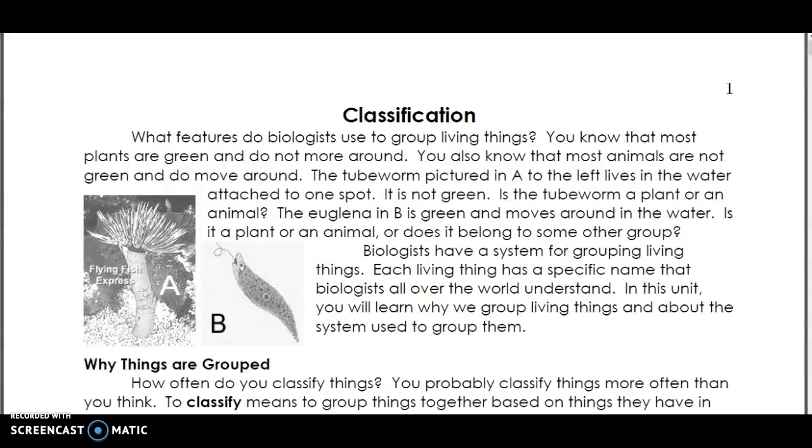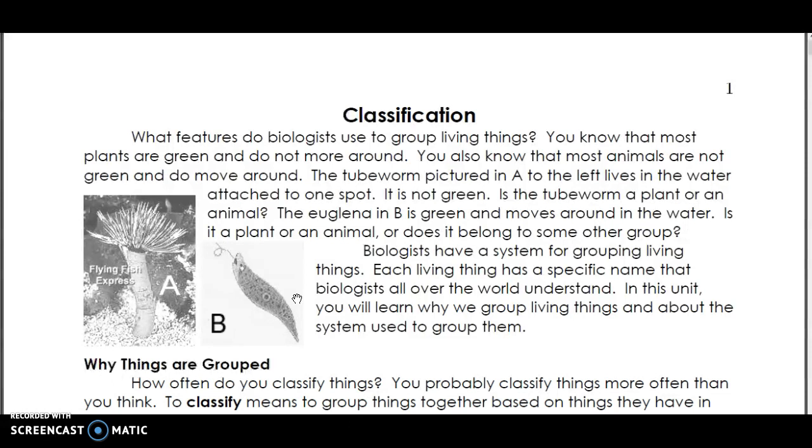We're on page 1. This is talking about classification. So let's begin. What features do biologists use to group living things? You know that most plants are green and do not move around. You also know that most animals are not green and do move around. The tube worm, pictured in A to the left, lives in the water attached to one spot. It is not green. Is the tube worm a plant or an animal? The euglena in B is green and moves around in the water. Is it a plant or an animal, or does it belong to some other group?